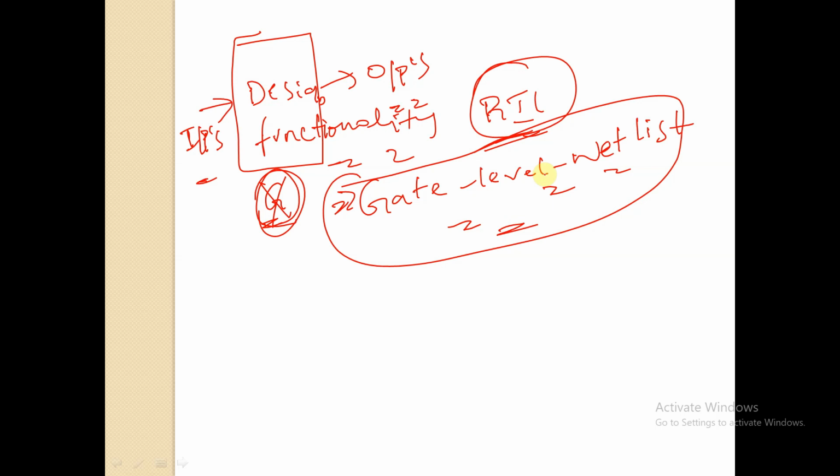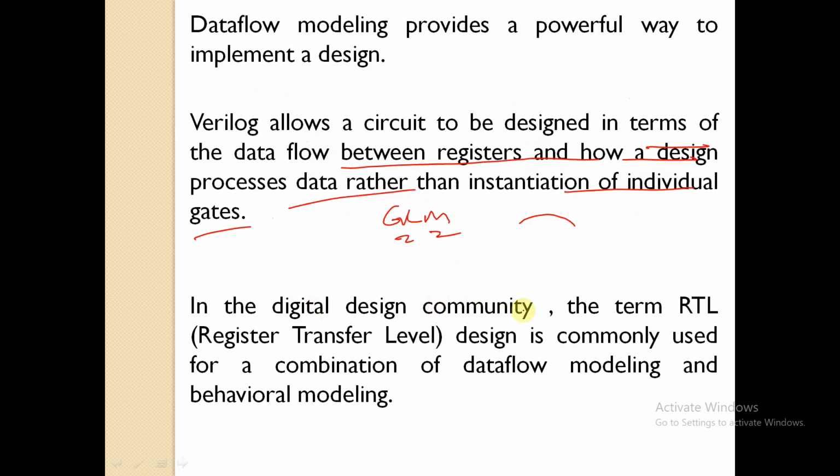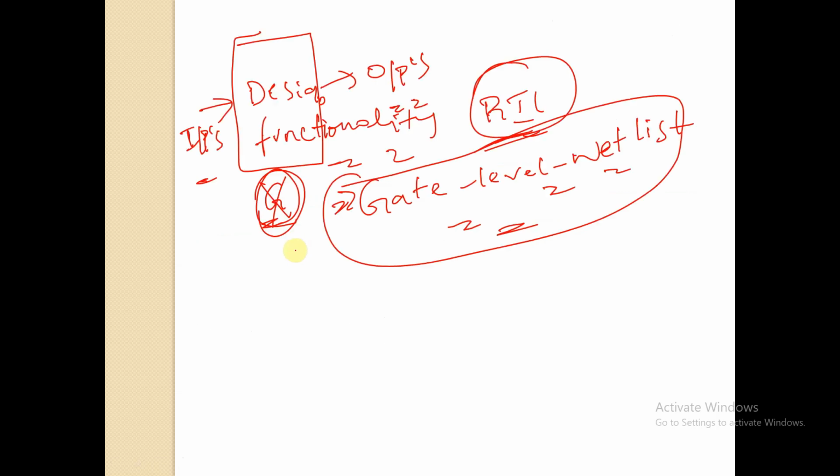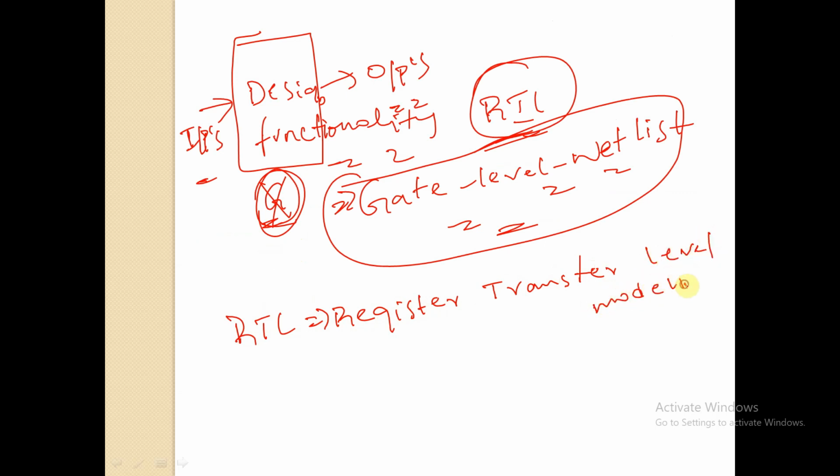So now the designer in data flow modeling concentrates more on the functionality of the design. In the digital design community, the term RTL, register transfer level design, is commonly used for a combination of data flow modeling and behavioral modeling. So RTL, that is register transfer level modeling, is a collection of these two abstractions, that is data flow modeling and behavioral modeling.